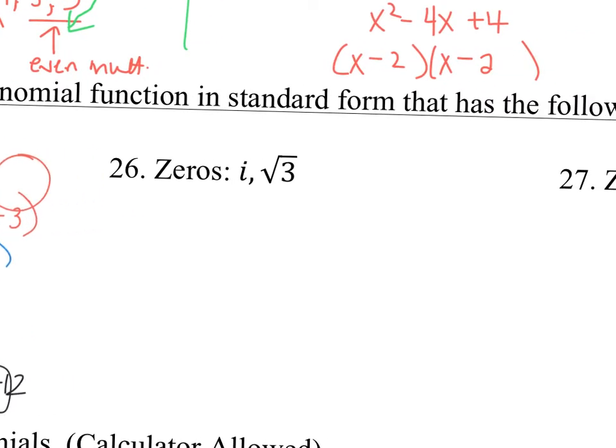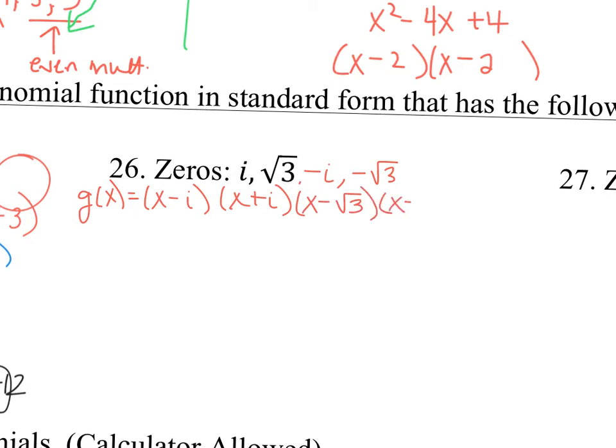All right, let's go ahead and let's look at number 26. With 26, I have an imaginary and an irrational root, which means they have their conjugate pairs. So i and square root of 3 are not the only zeros. Negative i is an option, and negative square root of 3 is also a root. So I'm going to call this one g of x equals x minus i, x plus i, and then I have x minus rad 3 and x plus rad 3.